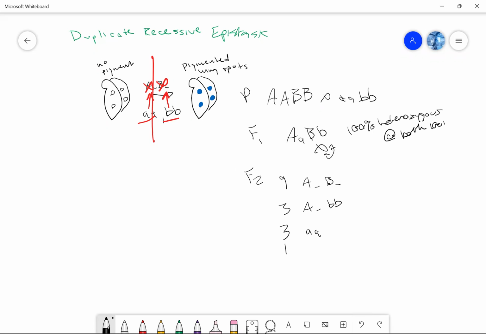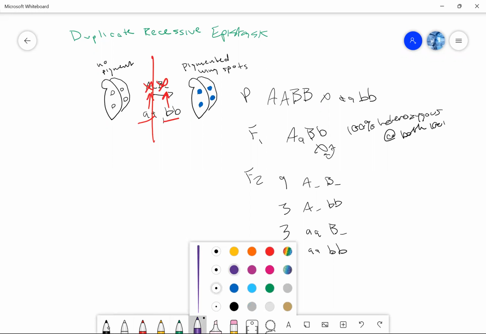Dominant at both, dominant at one but not the other, recessive at one and not the other, and then recessive at both. I never draw letters the same way twice. It's weird. So we can look here, and if there's a homozygous recessive genotype at either locus, that is going to stop the pathway, and we will no longer be able to have pigmented wing spots. So we need to be dominant at both loci to have pigment.